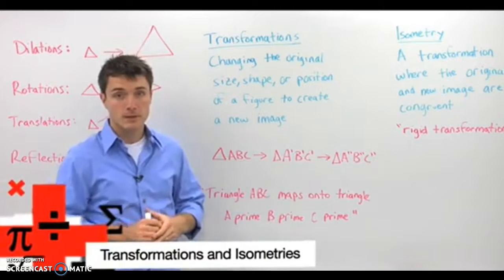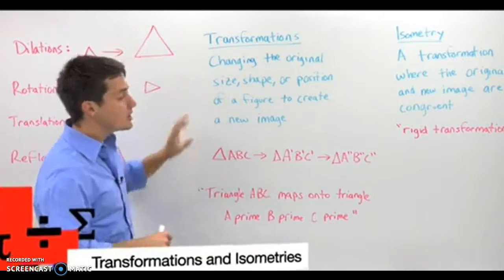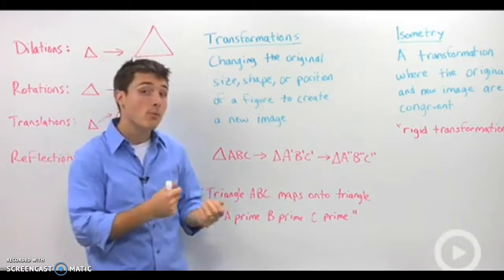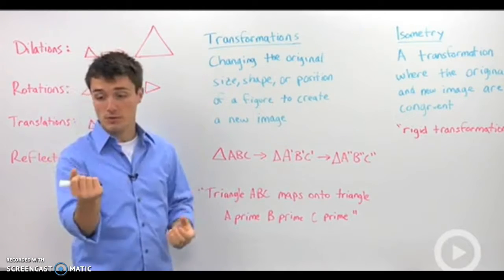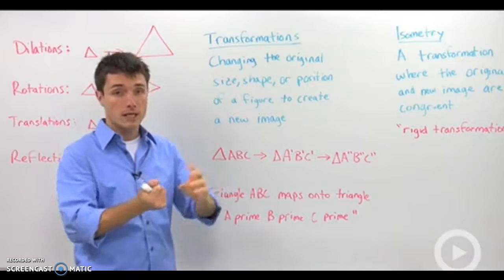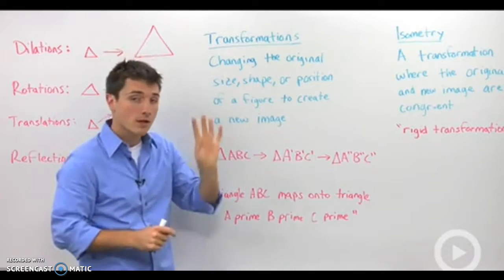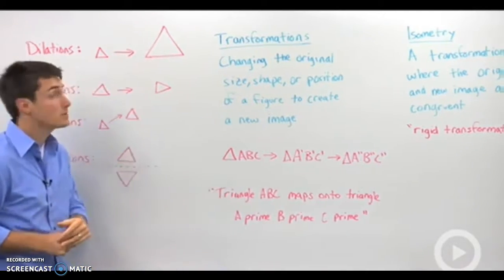Transformations in geometry, basically what they are is changing an original size, shape, or position of a figure to create a new image. So you're going to start with something and you're going to change it in some way and end up with a new image. Now there's 4 types of transformations.